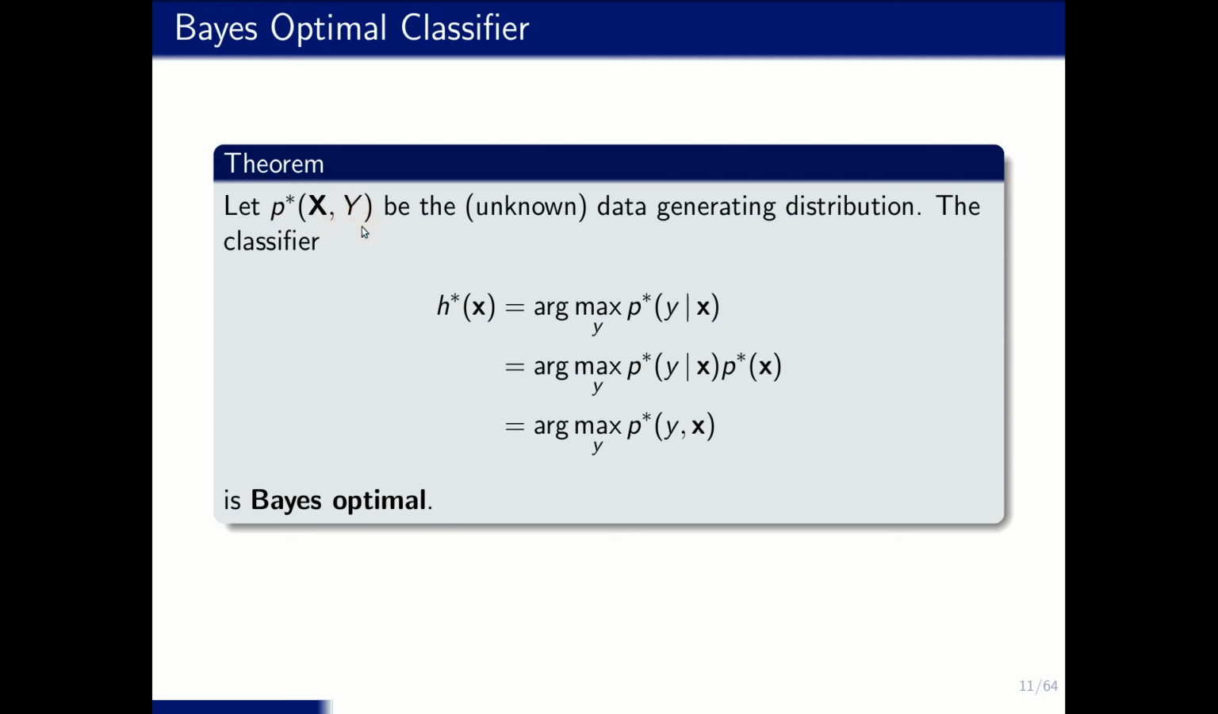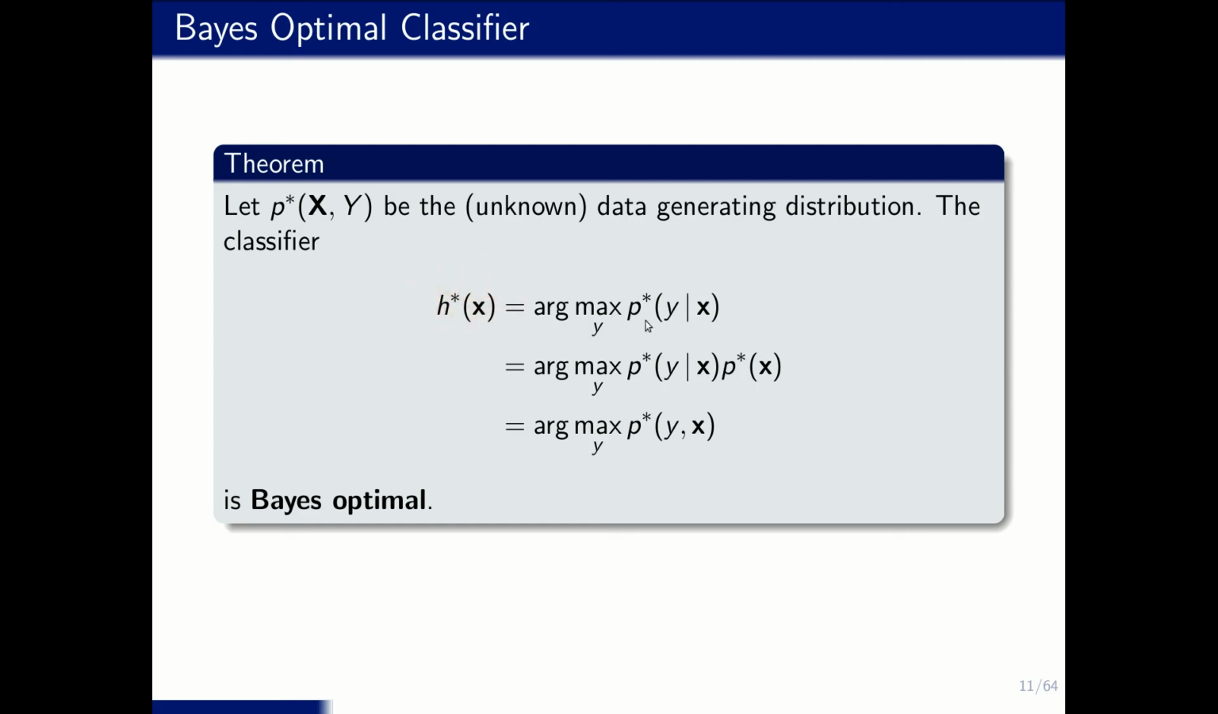A principled way to come up with the Bayes optimal classifier is to use our true underlying distribution P star, the distribution which generates our data. If we have this distribution, we can compute the conditional distribution of the label given the input features. If we get a vector of input features, we get a distribution over the class labels, and the natural classification strategy is to pick the class with the highest probability. It can indeed be shown that this yields the Bayes optimal classifier.